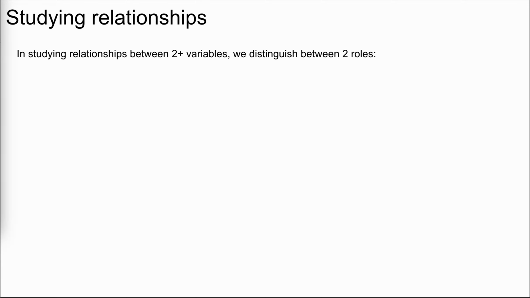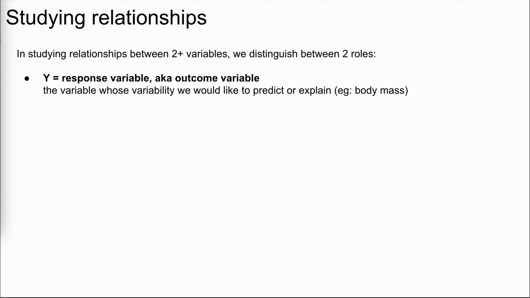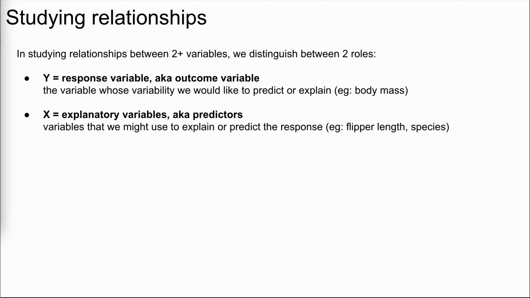In studying relationships between two or more variables, you might have noticed a distinction between two roles. The response variable, or outcome variable, commonly denoted as y, is the variable whose variability we would like to predict or explain. Here, the response variable is body mass. The explanatory variables, or predictors, commonly denoted as x, are the variables that we might use to explain or predict the behavior of the response variable, hence the terms explanatory and predictors. Here, possible predictors of body mass include flipper length and species.